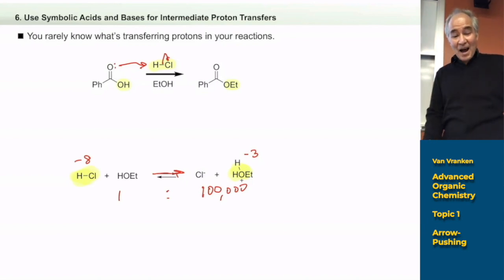So if I draw out that it is HCl that's protonating that carbonyl group, then I'm overstating what I know. There's no way you could know what's protonating. And in fact, in solution, it's probably both of them protonating the carbonyl.